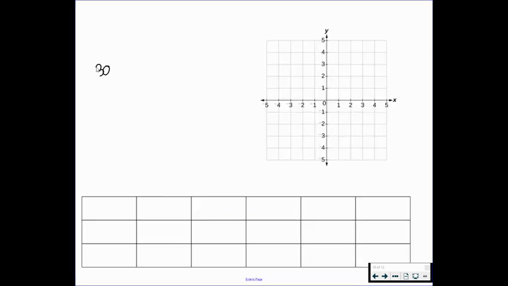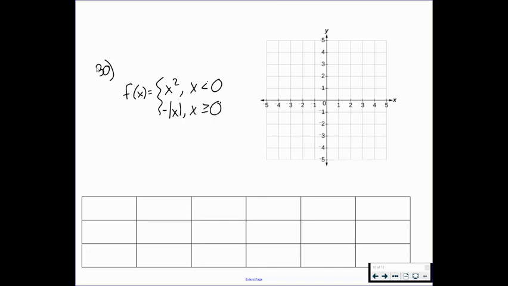On question 30, this is the last question on your test review. We are asked to graph the following piecewise function, f of x equals x squared, where x is less than 0, and the negative absolute value of x, where x is greater than or equal to 0.